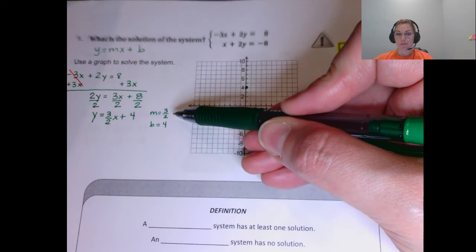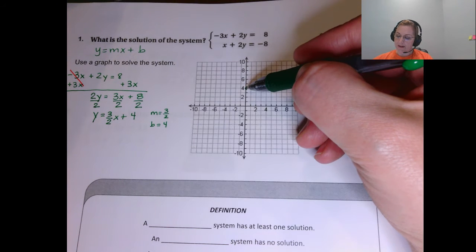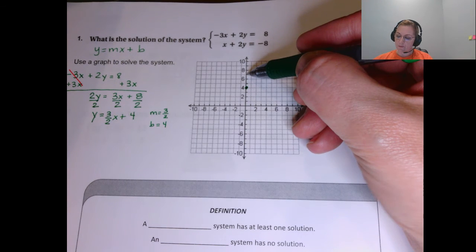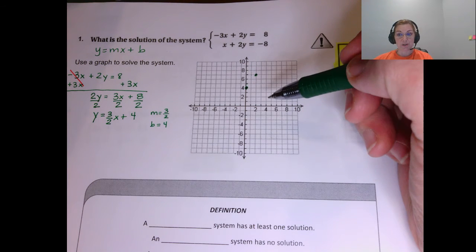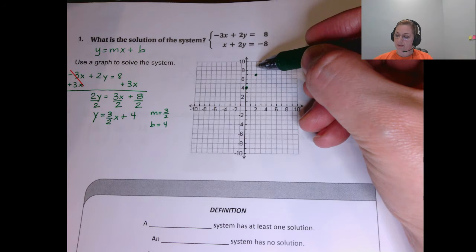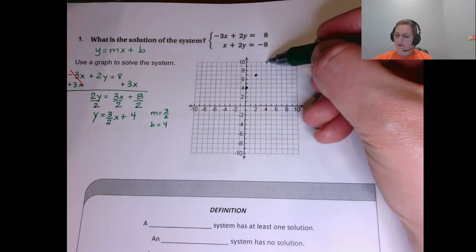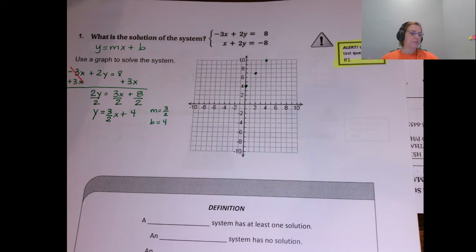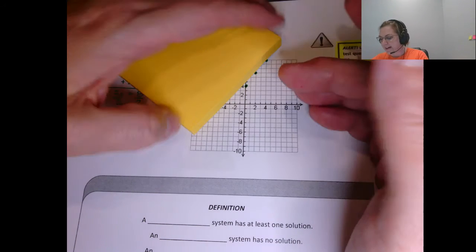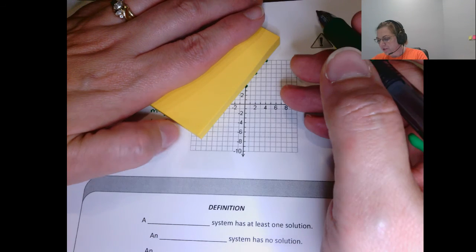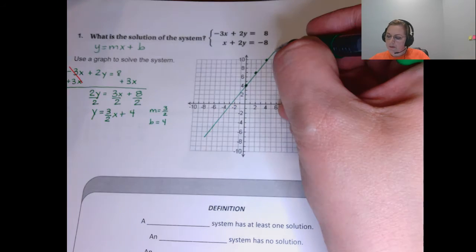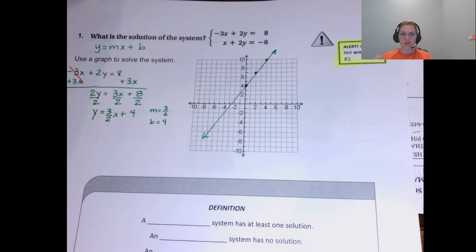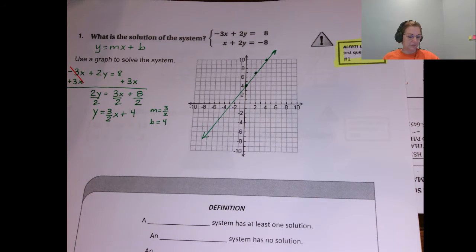Remember, rise over run. So that means from here, I'm going up 3, run 2, 1, 2, put a dot. Do it one more time. Up 3, right 2, voila. There we go. I'm going to use just a straight edge, a little notepad here. I like my lines to be straight. I don't know about you. I'm going to put arrows on the end, show that it goes infinitely in both directions.